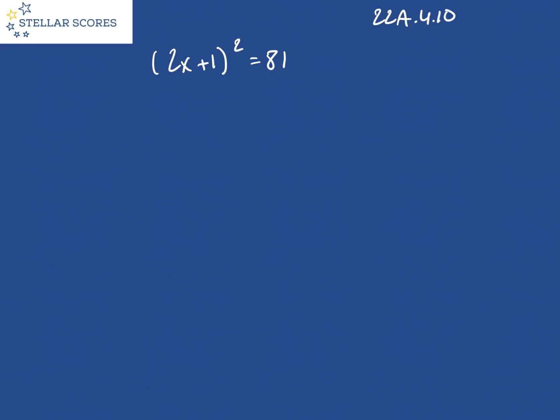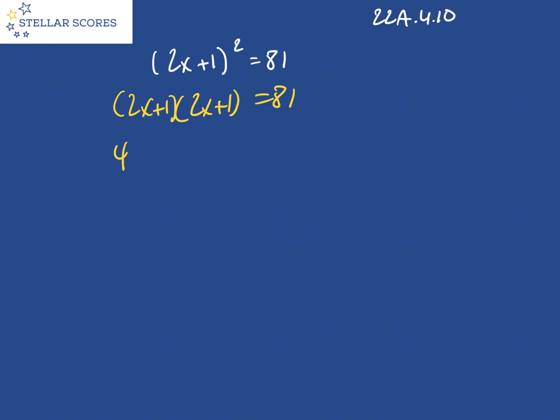All right, it gives us this equation and says, what are all possible solutions? Okay, so there's a couple ways to do this. My students tend to like to FOIL it out. So let's do that. 2x plus 1 times 2x plus 1 is equal to 81. And then just FOIL it.